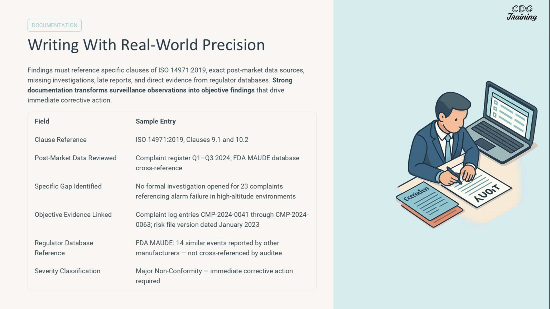Strong documentation is key. It transforms surveillance observations into actionable insights, ensuring compliance with ISO standards and regulatory requirements.